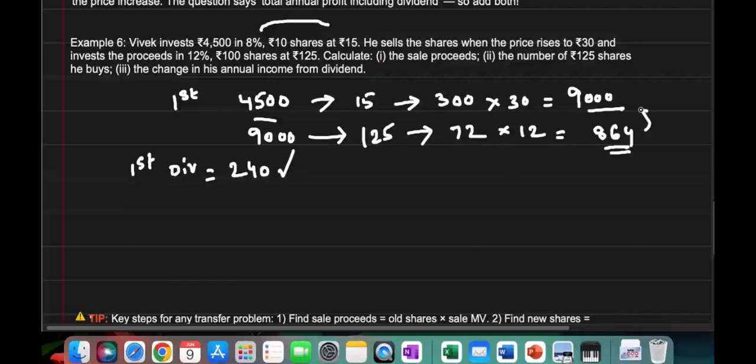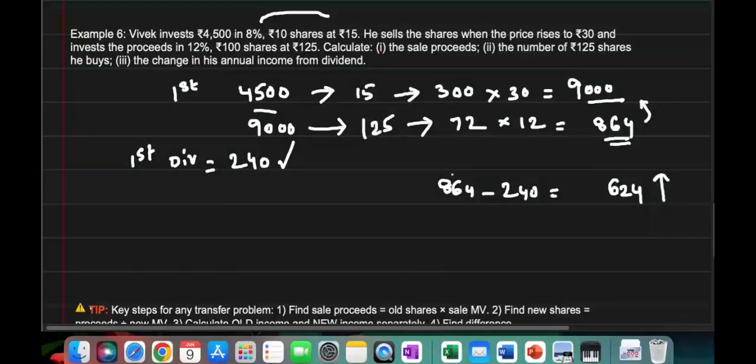Got it? And he sold the old shares after the proceeds. So 864 was the new one and the old was 240, so there was an increase of 624 rupees in dividend. Understood? I hope this makes sense. I'll try to write the complete steps in the description as well for this problem. If you have any doubts, you can ask.